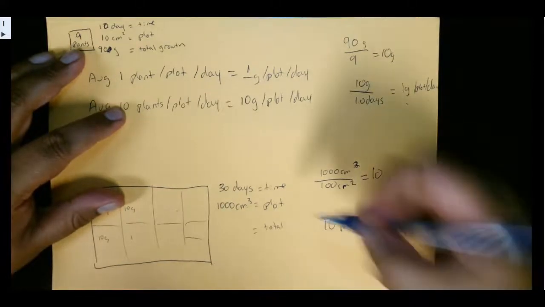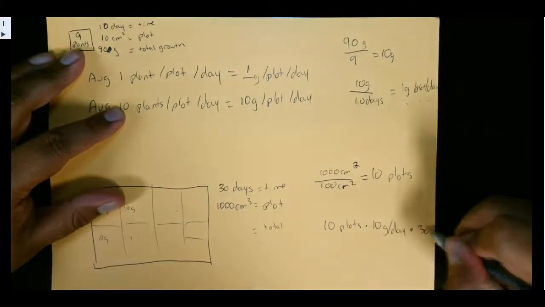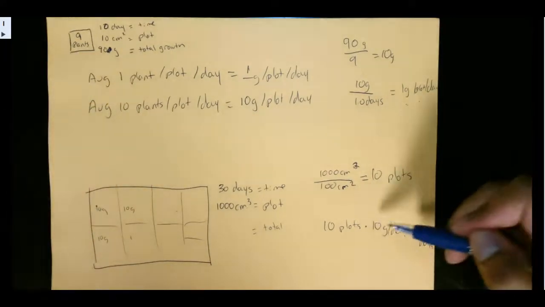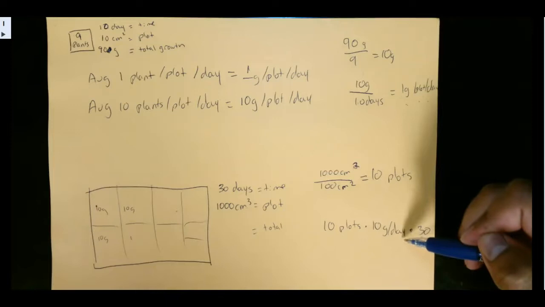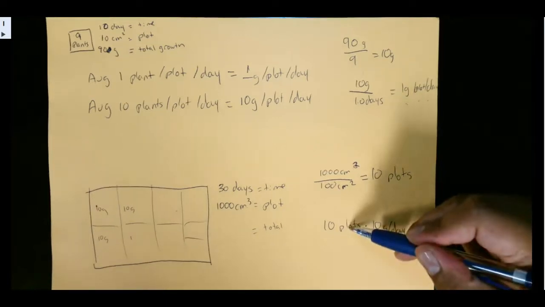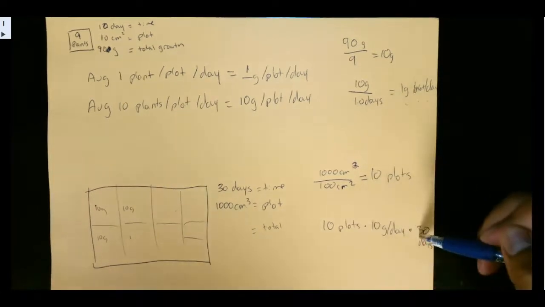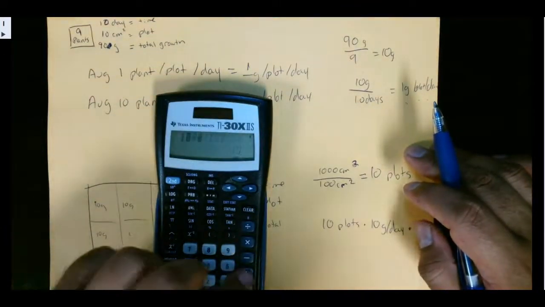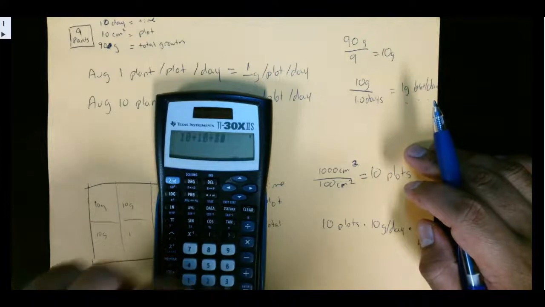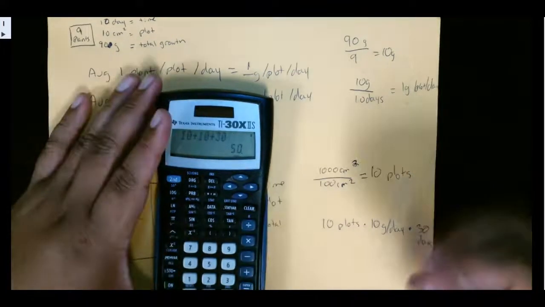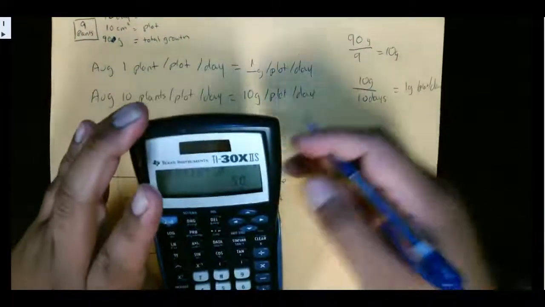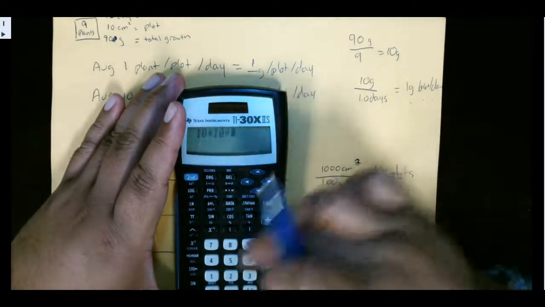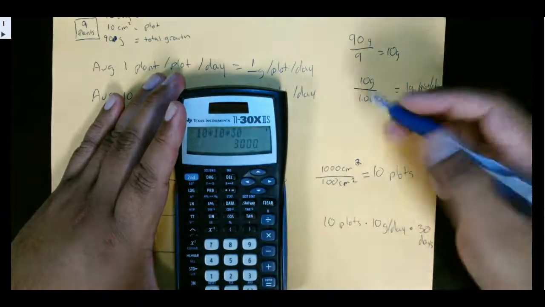How many days are they going to grow? Well, this is 30, so 30 days. And now it's just a multiplication problem. If it's growing 10 grams per day, and I have 10 of them growing, and I'm going to grow it for 30 days, that's going to give you a pretty big number. So I'm going to take my 10 times 10 times 30, oops, sorry, it's not plus, it's 10 times 10 times 30. Always check your math.